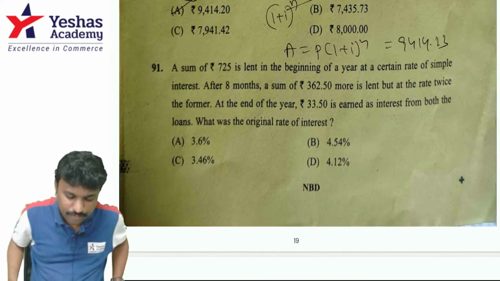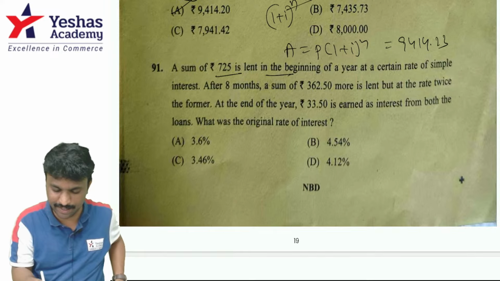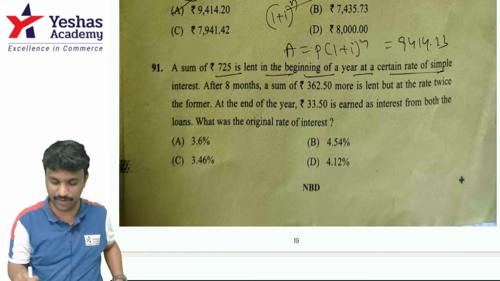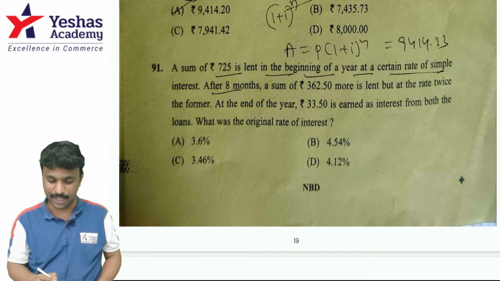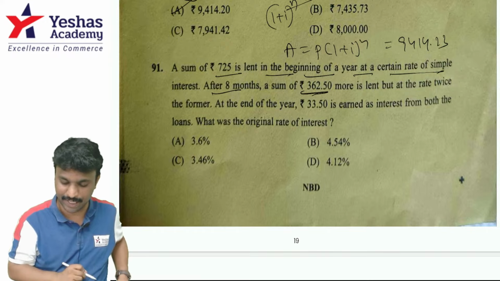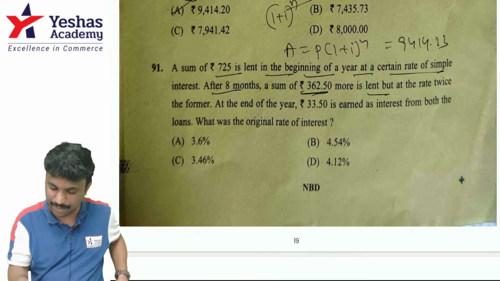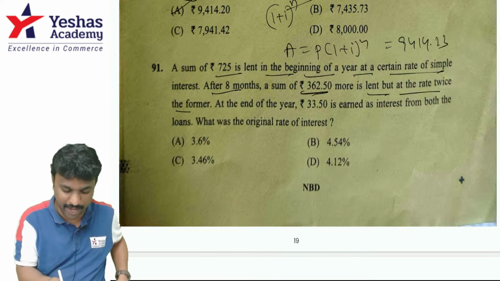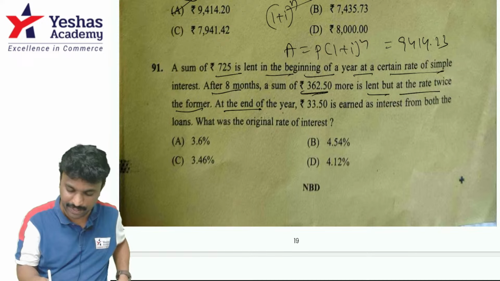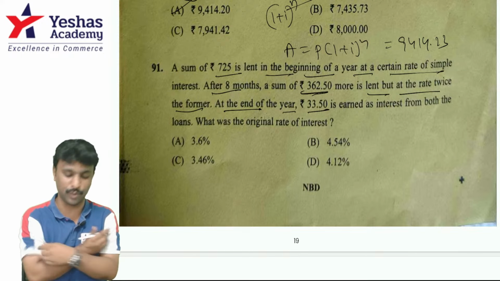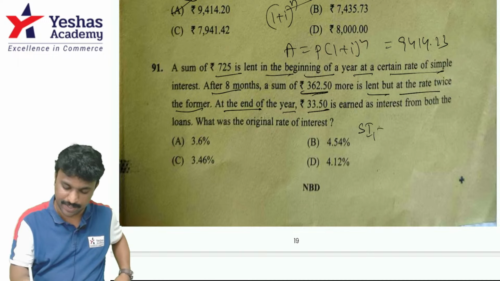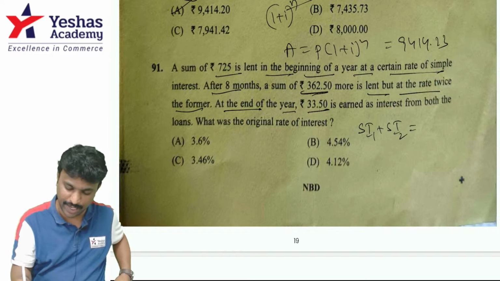91st question. A sum of 725 is lent in the beginning of the year at a certain rate of interest. After 8 months, a sum of 362.5 more is lent, but at a rate twice the former. At the end of the year, 33.5 is earned as the interest. So there are two interests over here, SI1 plus SI2, and the total interest obtained is 33.5.